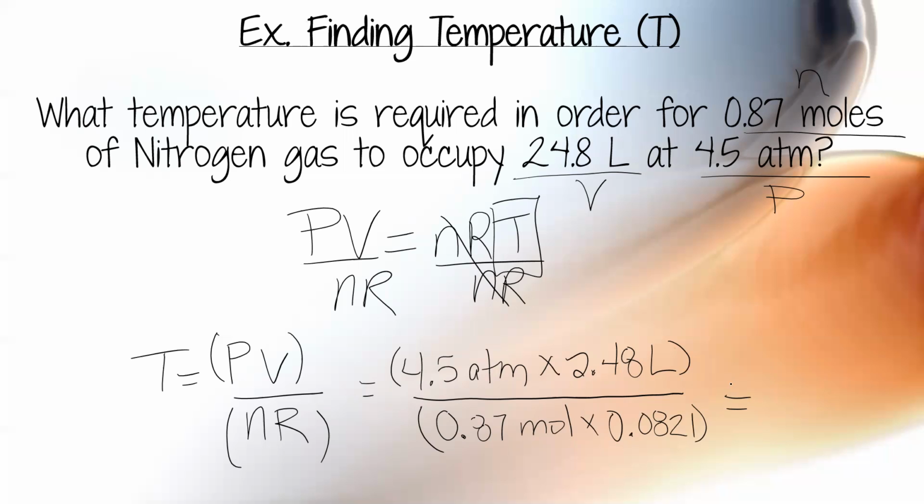So I have that T is going to be a big number, 1,571.83 Kelvin. Once again, plug it into your original equation. The right side should equal the left side to be very equivalent. So that is solving for T.